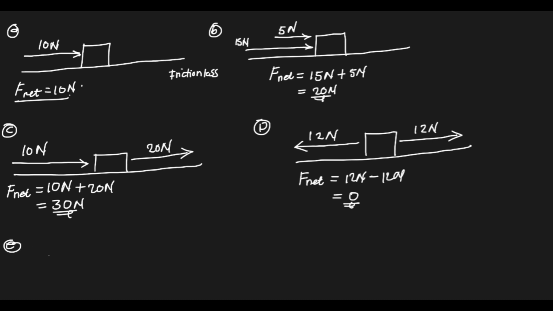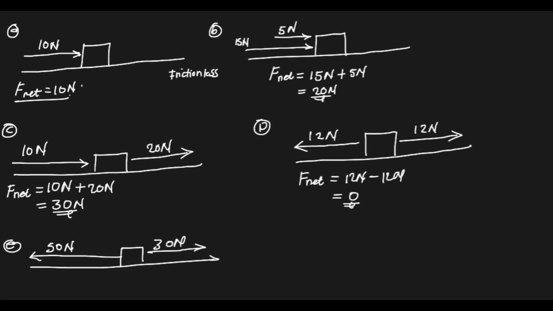Okay, now let's say we have two arrows pointing in different directions, now having different magnitudes. Let's say this one is pulling with a force of 50 newtons, and the other one is pulling with a force of 30 newtons.